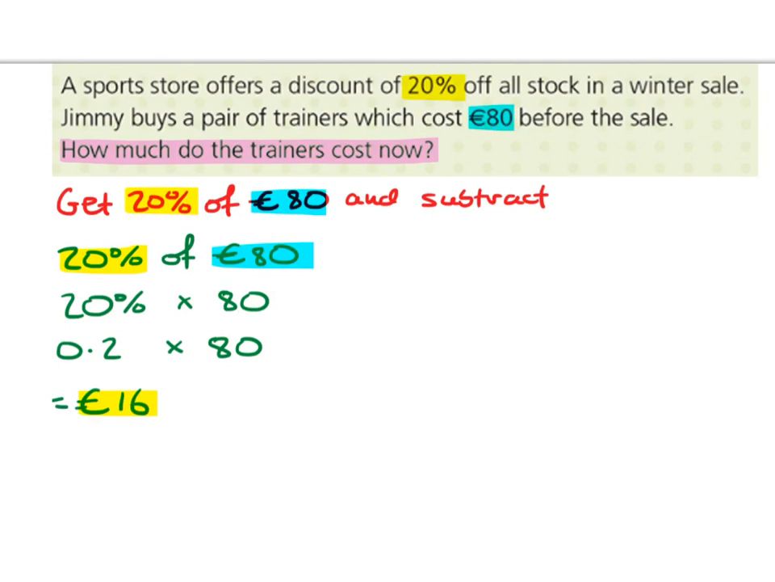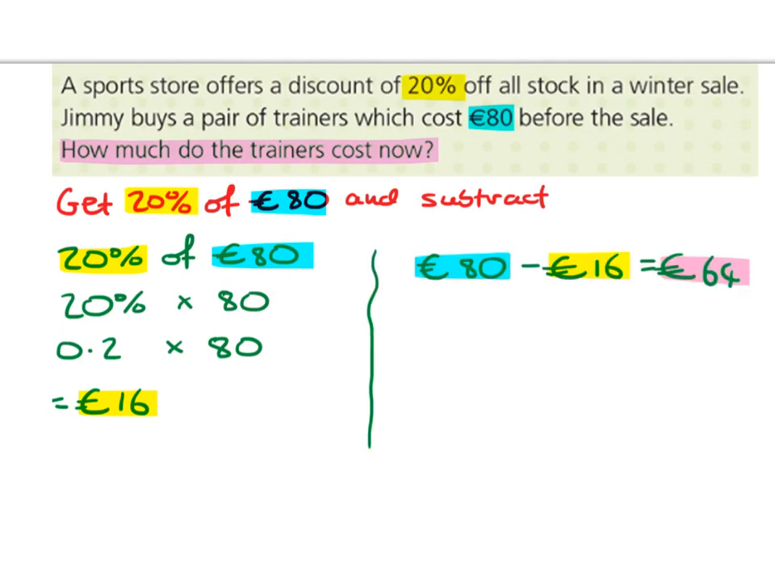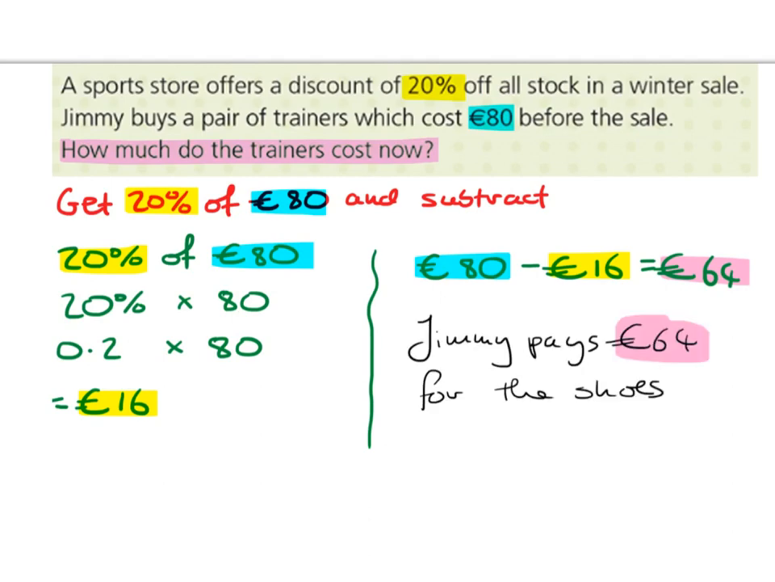There is another way that you could do this. You could have divided 80 by 100 and then multiplied by 20. You use what way suits you. So next we're going to subtract the €16, which is the 20%, from the €80, which was the original cost of the runners, and that leaves us with €64. So Jimmy pays €64 for the shoes.